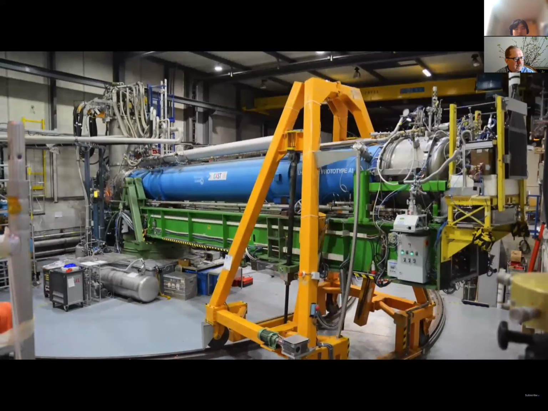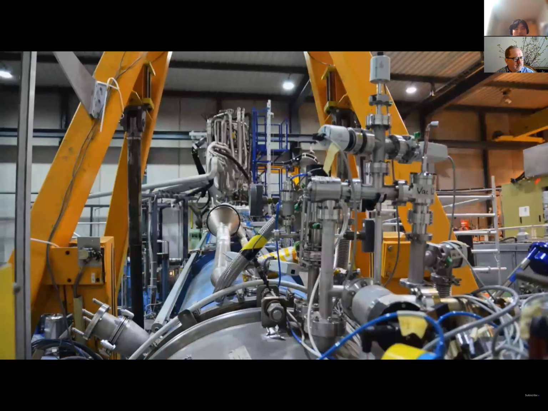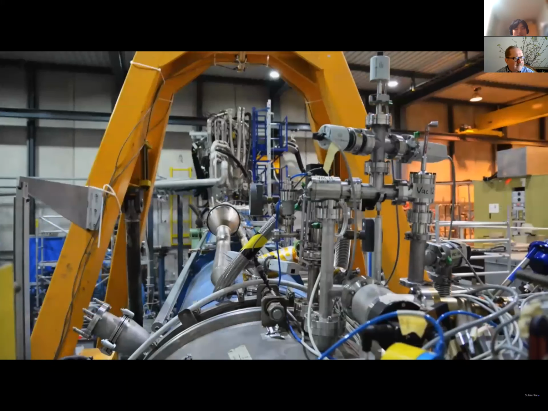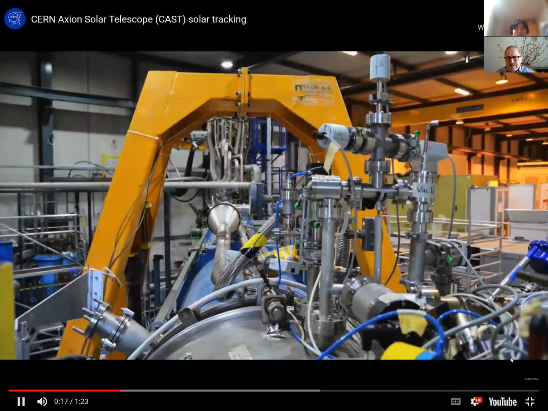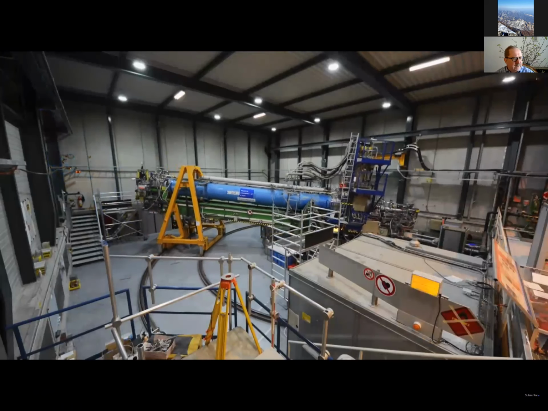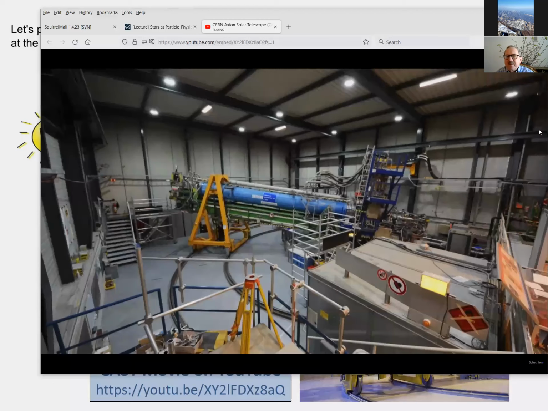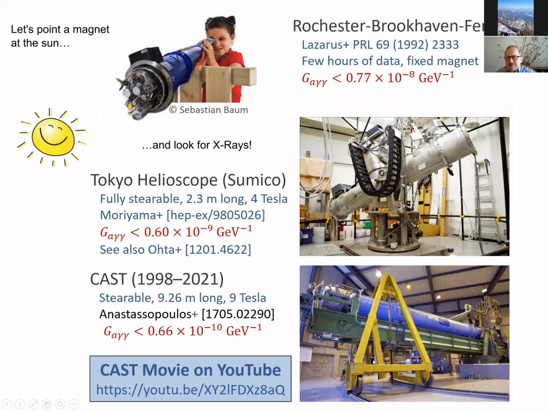Yeah, probably the movie quality is not so good for you, but you can click on it later too. But you see how the magnet can follow the sun and be used as a pointing telescope to look for axions from the sun. It was a fantastic experiment, but now it's been shut down by the end of last year. So that's been the end of CAST. But it's not the end of solar axion searches.